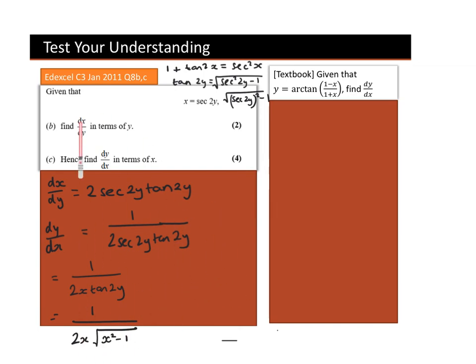And remember, you've got to really think, you've got to be a bit smart. They've told you that x is sec 2y, so you know you're going to have to always use sec 2y to substitute in. To get rid of the sec 2y, to get it in terms of x, you're going to have to always do that.